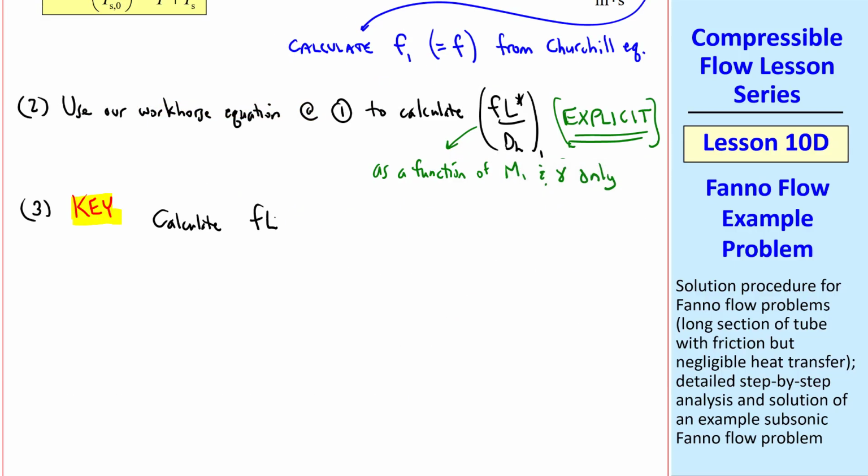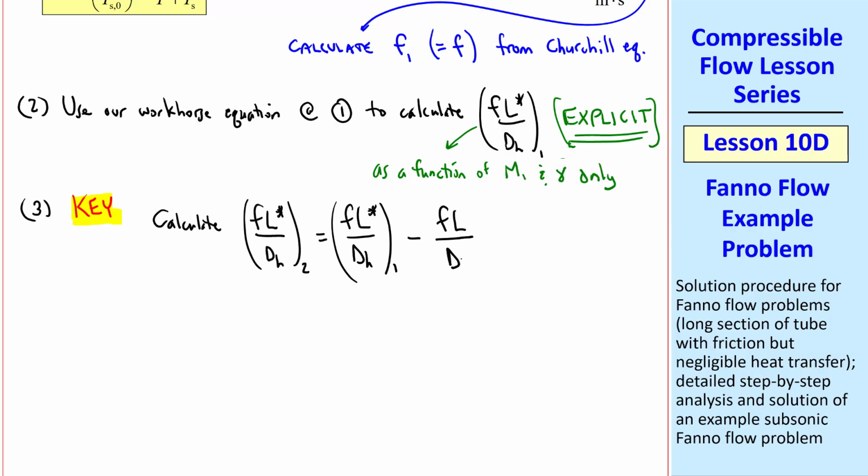Step 3 is the key step where we calculate F L star over D_H at the duct exit 2, and we set that equal to F L star over D_H at 1 minus F L over D_H.